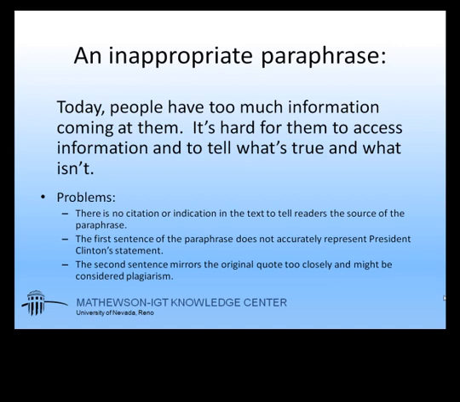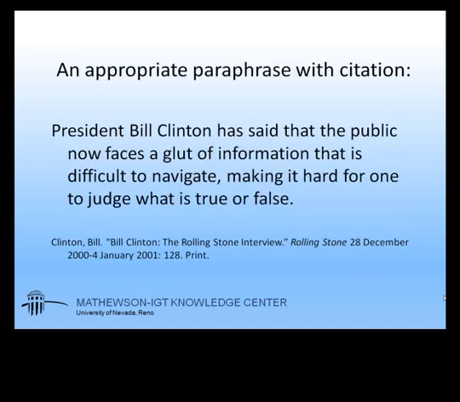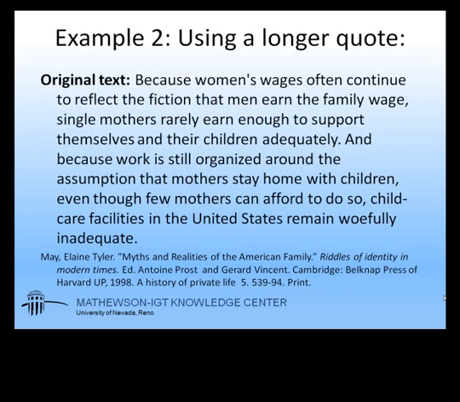This paraphrase is poor for 3 reasons. It fails to cite the source, it includes an idea not in the source, and it mirrors a phrase from the original quote too closely. This is a better paraphrase because it accurately summarizes the original source without copying it and provides a citation. Now we'll move on to a second example.